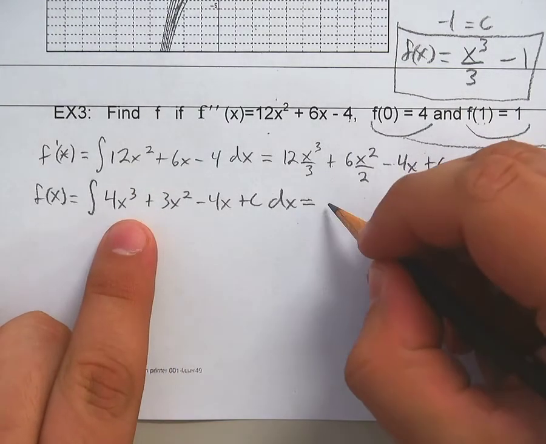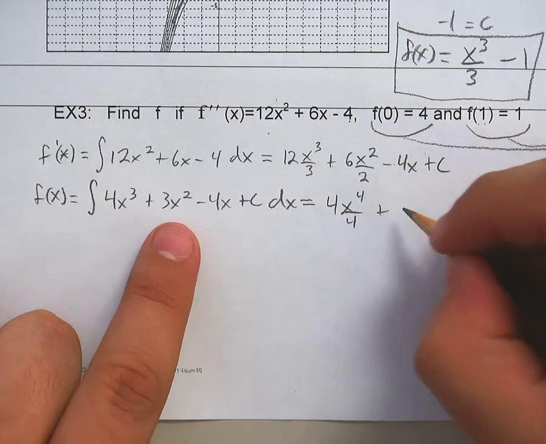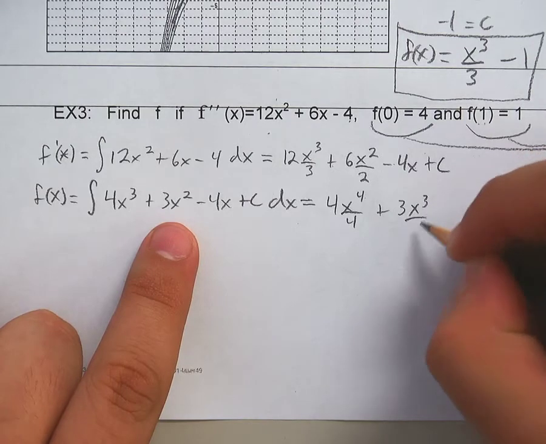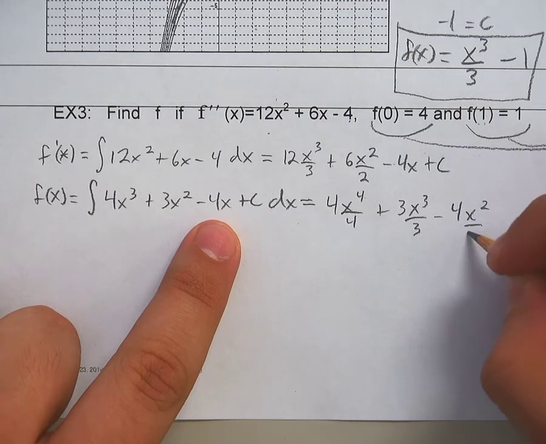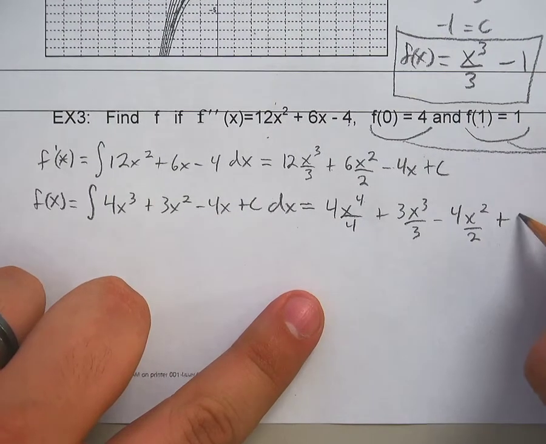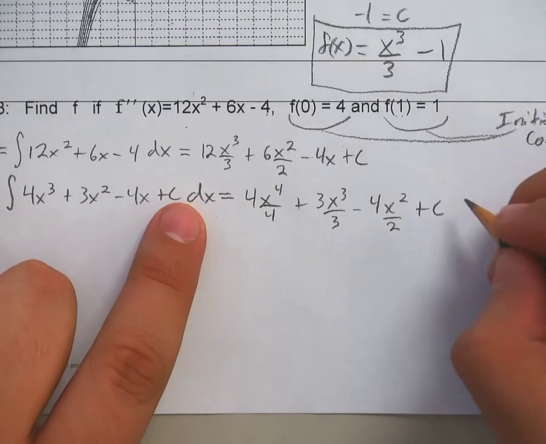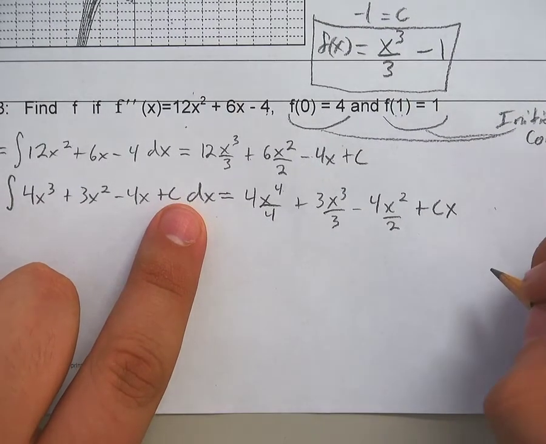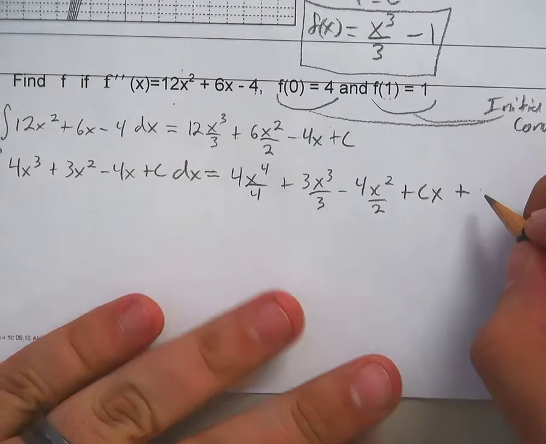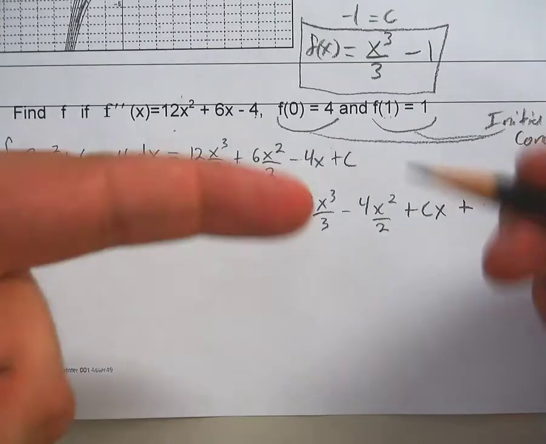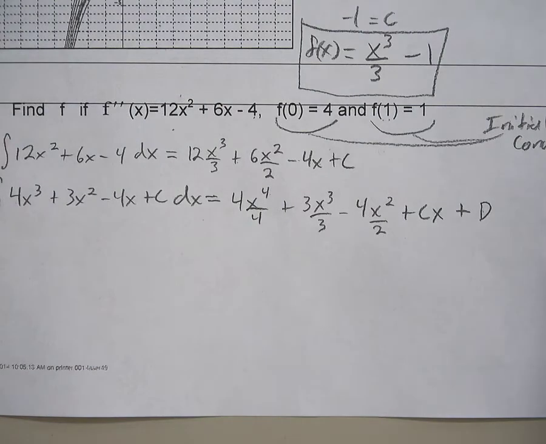4x to the fourth over 4 plus 3x to the third over 3 minus 4x squared over 2 plus c. Now this c is a number, right? And I'm going to treat it as such. So I'm just going to say cx, plus, now I have another constant out here because I've integrated it again. So let's just call this one d because I don't have a better term for it.